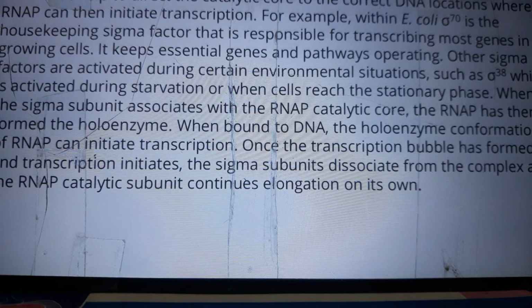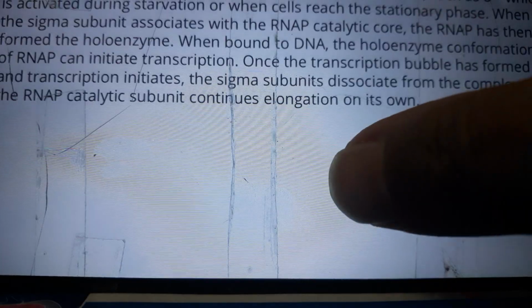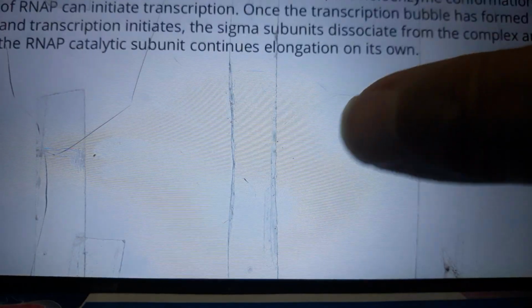When the sigma subunit associates with the RNAP catalytic core, the RNAP has then formed the holoenzyme. When bound to DNA, the holoenzyme conformation of RNAP can initiate transcription. Once the transcription bubble has formed and transcription initiates, the sigma subunit dissociates from the complex and the RNAP catalytic subunit continues elongation on its own.